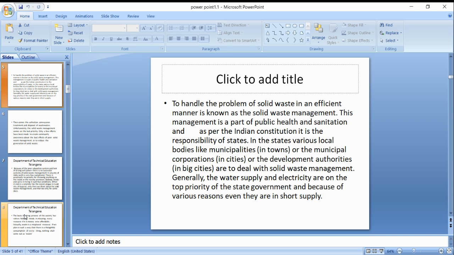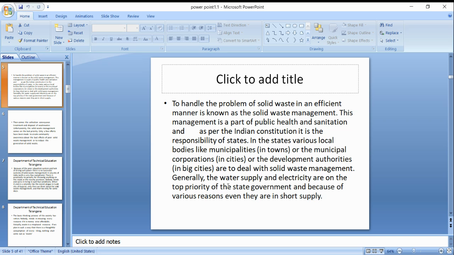This management is a part of public health and sanitation. Under our Indian constitution, it is the responsibility of the different states. We have different states, and they have different municipalities, so the municipality will look after the solid waste. In the states, various local bodies like municipalities or municipal corporations and development authorities deal with solid waste management.